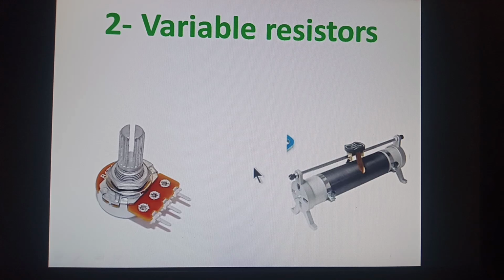Students, this is all about resistance, the factors on which resistance depends, and resistors and their types.